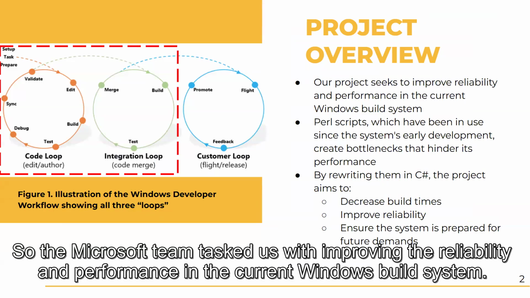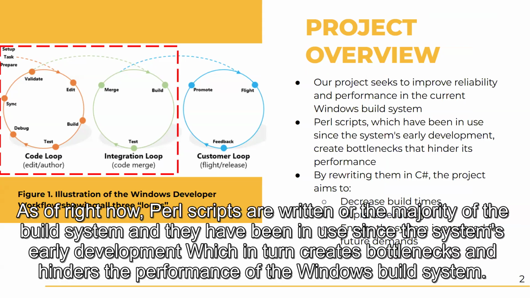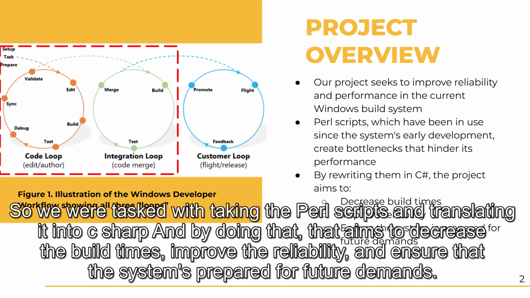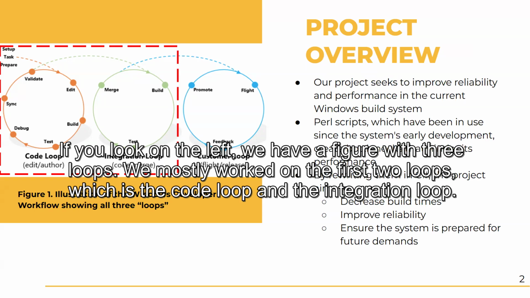So, the Microsoft team tasked us with improving the reliability and performance in the current Windows build system. As of right now, Perl scripts are the majority of the build system, and they have been in use since the system's early development, which in turn creates bottlenecks and hinders the performance of the Windows build system. So we were tasked with taking the Perl scripts and translating them into C sharp. By doing that, we aim to decrease the build times, improve the reliability, and ensure that the system's prepared for future demands.